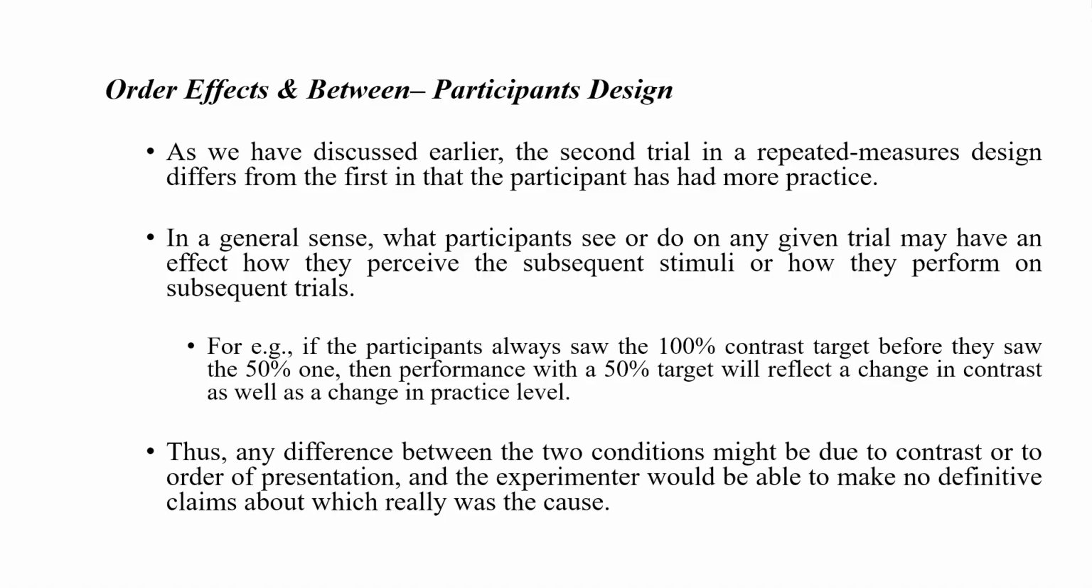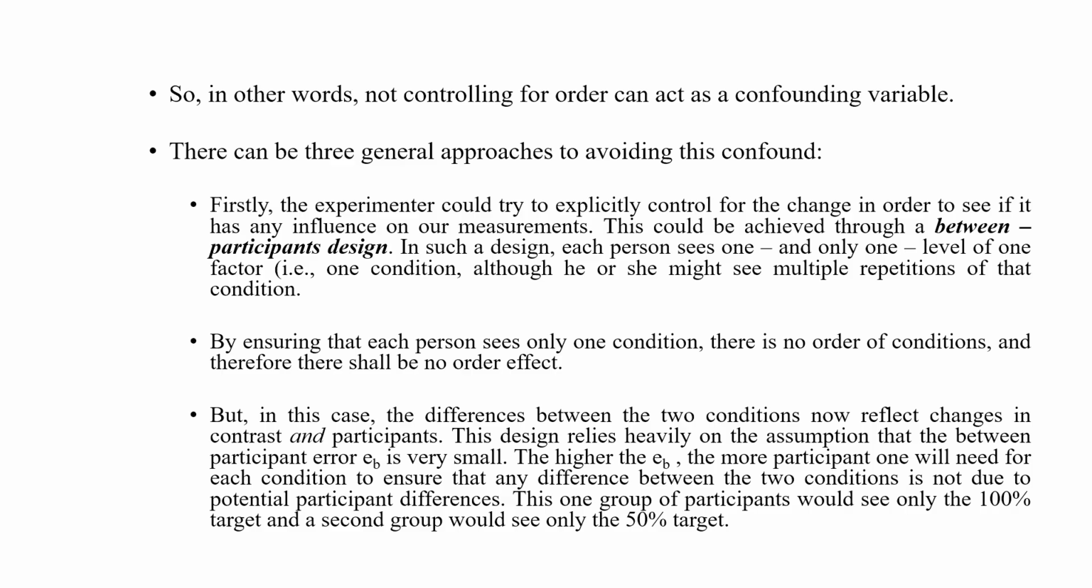Now, in a general sense, what participants see or do on any given trial may actually have an effect on how they perceive the next trial. So, here if I see 50% and the next one is 100% versus here if I see 50% and the next one is just 40%, there is going to be a slight difference for me both phenomenally and maybe when I am making my responses. So, this difference between the 2 conditions might be either just due to the contrast or the order of presentation, or say for example, the experimenter getting used to or not used to this delta between the 2 trials. Okay. That is basically what leads to what are called order effects. So, not controlling for order can sometimes therefore act as a confounding variable.